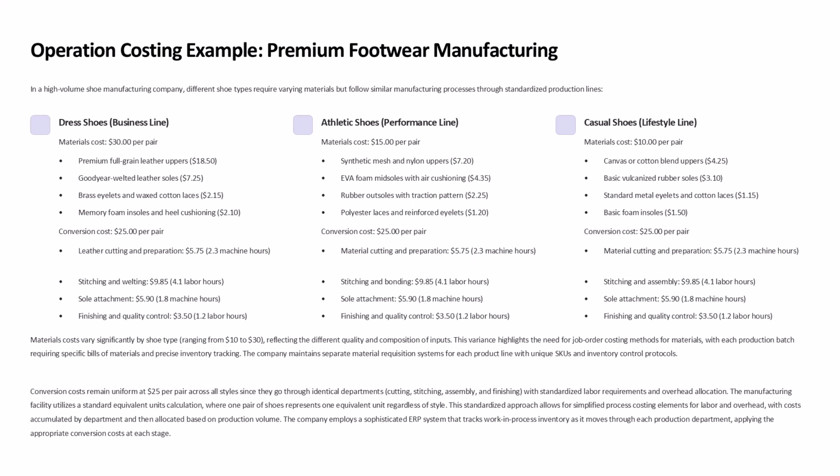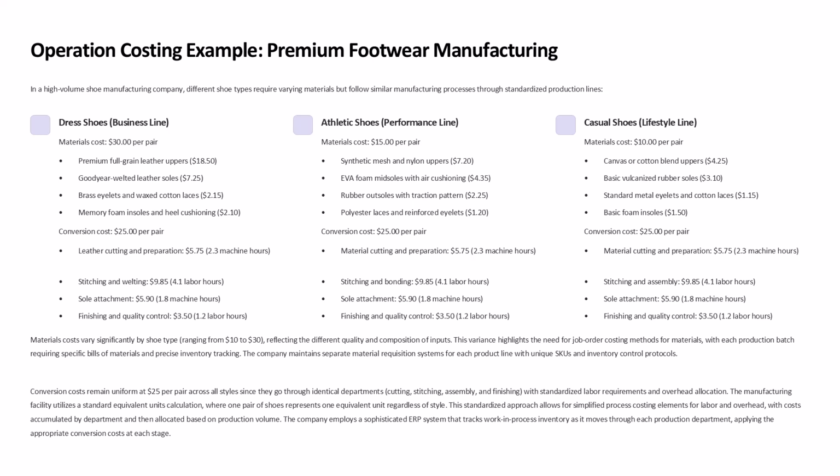Let's illuminate operation costing with a concrete example that demonstrates how this hybrid system works in practice. Imagine a shoe manufacturer producing athletic, casual, and dress shoes through the same production departments. The materials differ significantly: premium leather for dress shoes, synthetic materials for athletic shoes, and canvas for casual shoes, but all styles go through the same cutting, stitching, and finishing departments with similar conversion processes. Here's how operation costing handles this hybrid environment.